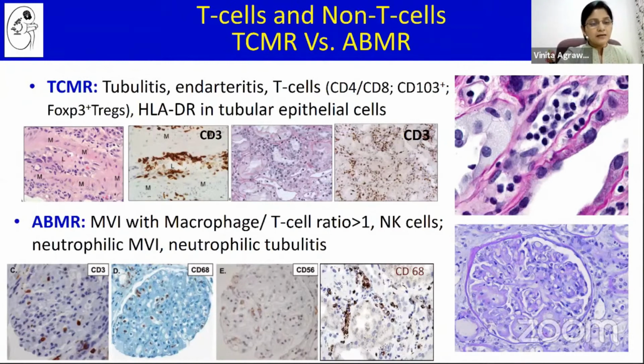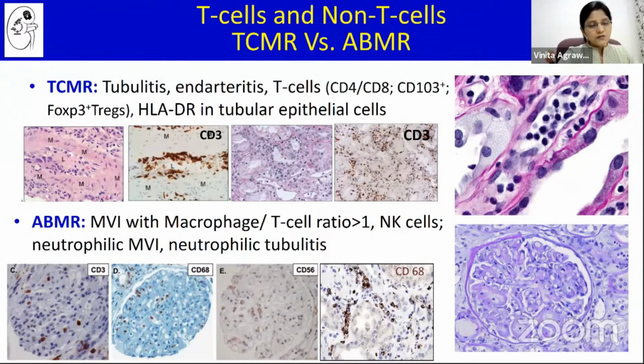Whereas in ABMR, the predominant cells in the microvascular inflammation are macrophages. Therefore, the macrophage to T cell ratio is more than 1 in ABMRs. Apart from these, you may also find CD56 positive natural killer cells. And though it does not require immunohistochemistry, neutrophilic microvascular inflammation and neutrophilic tubulitis may also be pointers towards ABMR related pathology, that is antibody mediated rejection.